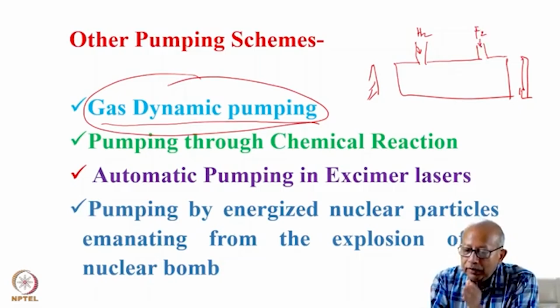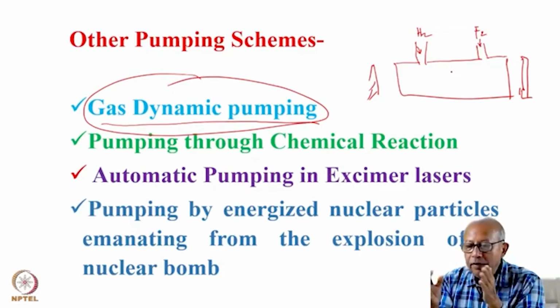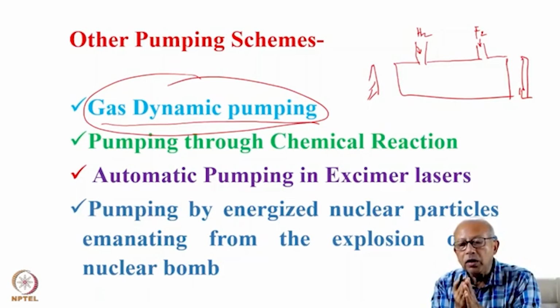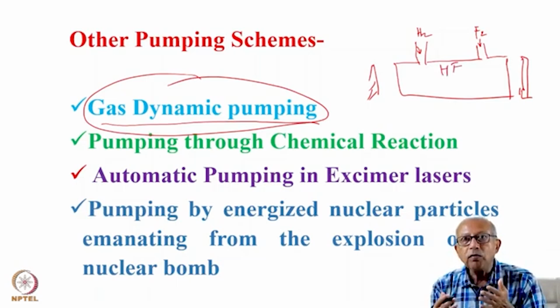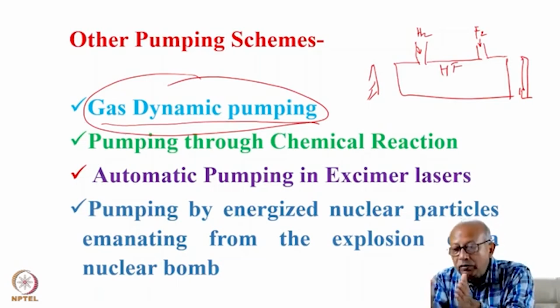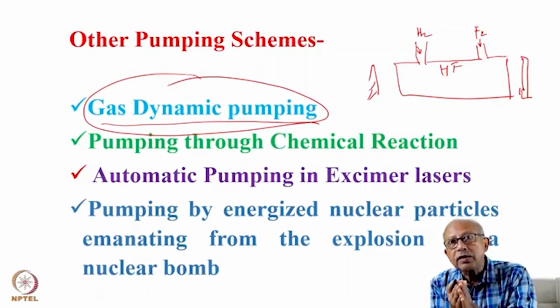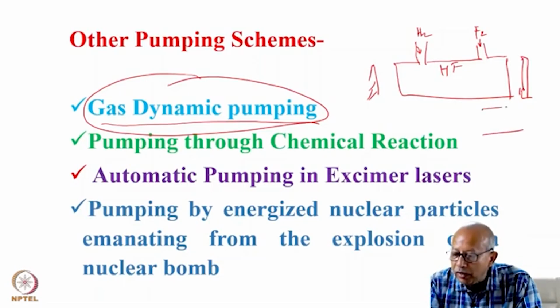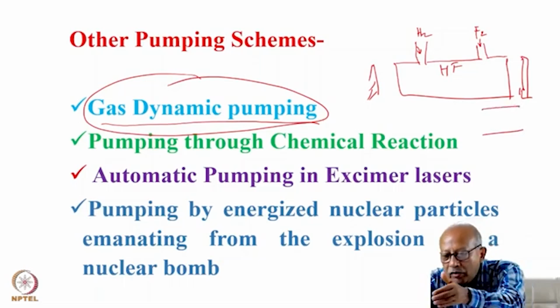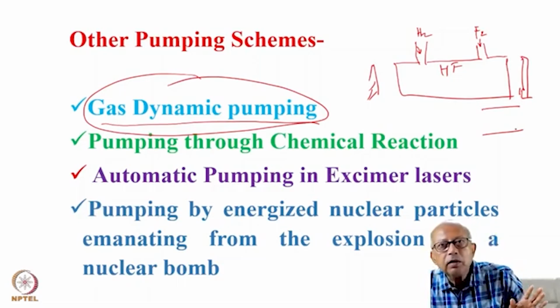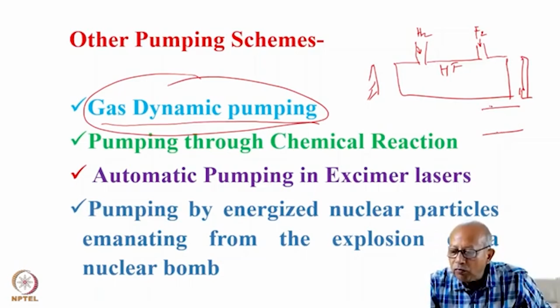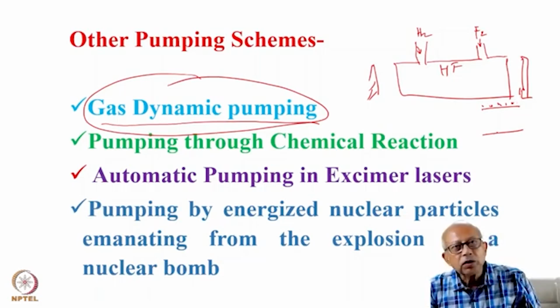Hydrogen and fluorine are introduced here and they undergo a chemical reaction, and hydrogen fluoride gas is formed. This is actually formed in the excited state. So there is no molecule in the ground state of hydrogen fluoride, because all the molecules that have been formed are in the excited state, which automatically creates a population inversion.